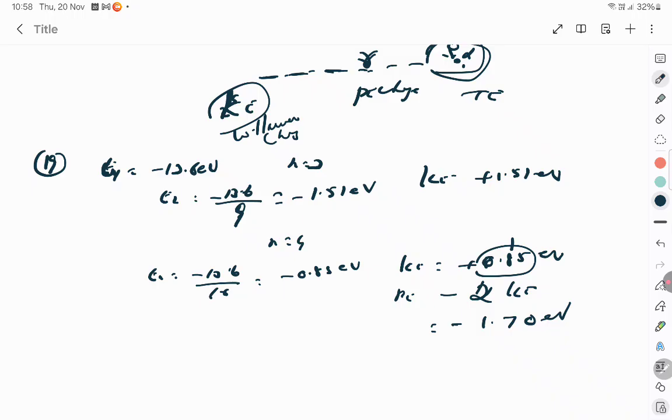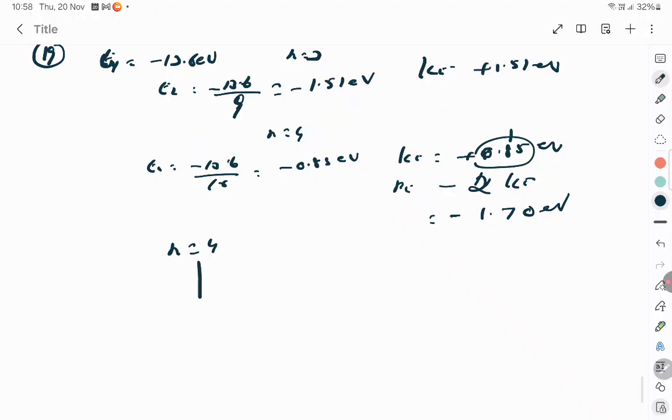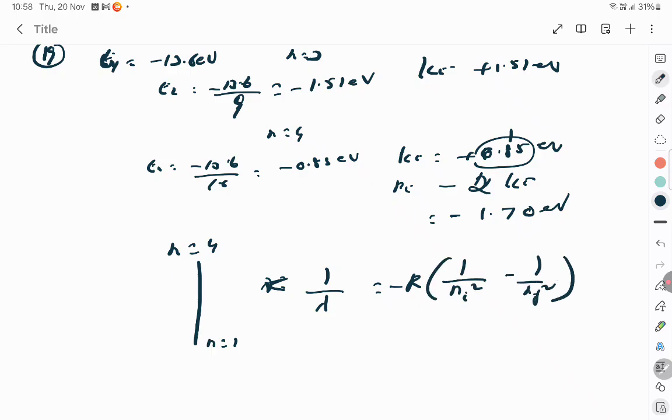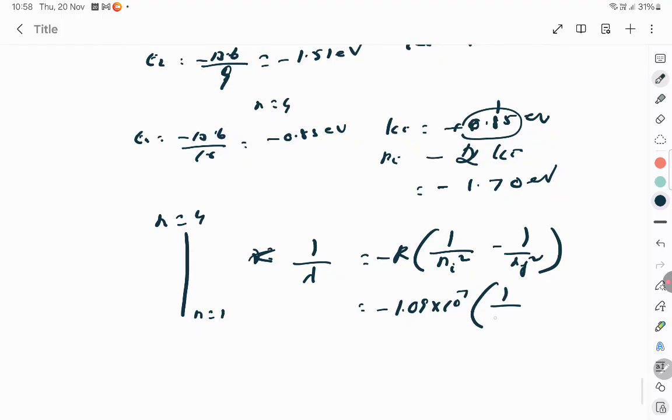If the electron jumps to the ground state from the third excited state, which means from n equal to 4 to n equal to 1, calculate the wavelength of the photon. You can use the formula: wave number, 1 by lambda, is equal to R times 1 by n_f square minus 1 by n_i square. So 1.09 into 10 to the power 7, with initial 4 and final 1. Take the LCM.